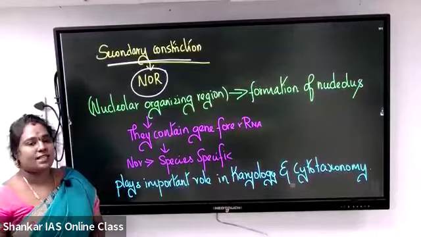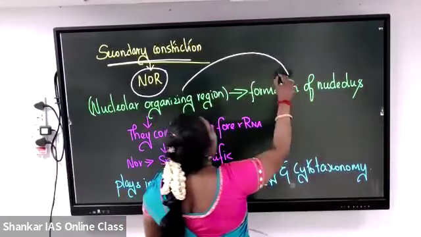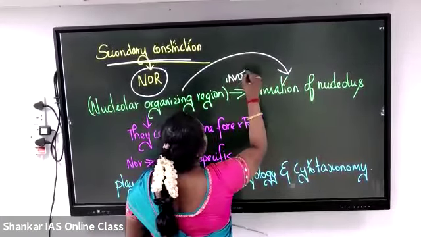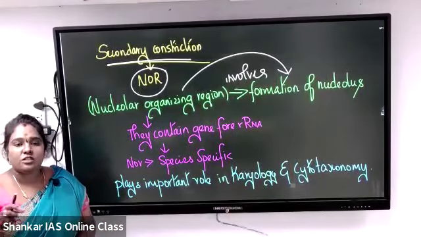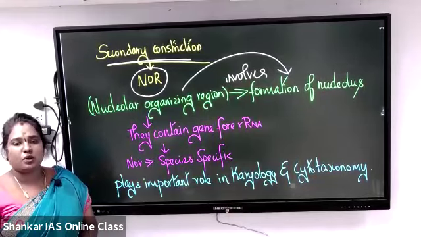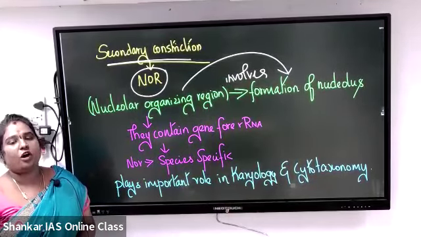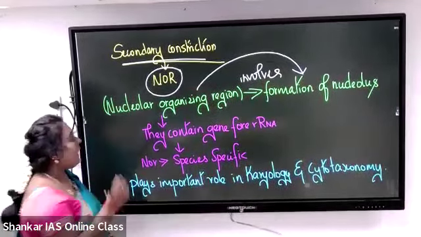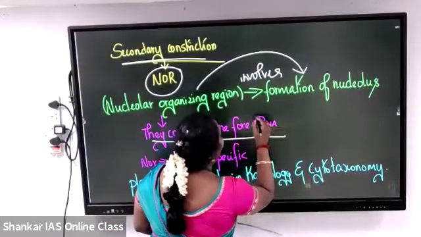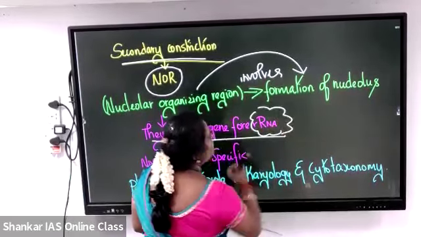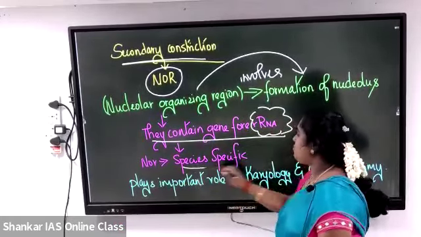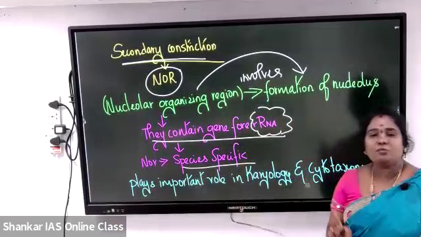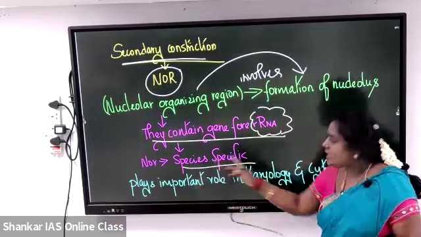So this organizing region is involved in the formation of the nucleolus. Because of the presence of the satellite chromosome, they help in the formation of an organelle called the nucleolus, and they contain genes for rRNA. They contain the genes for what? Ribosomal RNA. And this is always species specific. So, a very important point: this NOR is species specific.